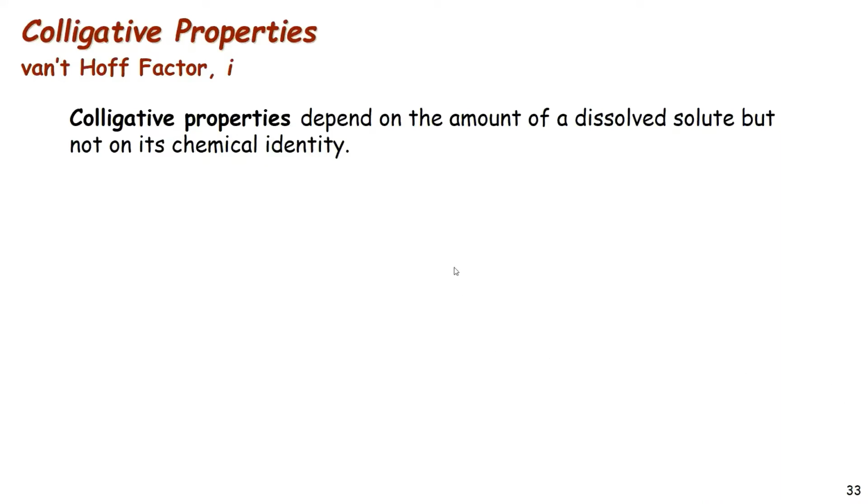And so the van 't Hoff factor, so again, coming back to colligative properties. As I said, colligative properties depend on the number of solute particles in solution, not on their properties. So it doesn't matter what the chemical is. It doesn't matter if it's a neutral or an ion, just how many of those solute particles are actually in solution. Okay, so that's what these colligative properties depend on.